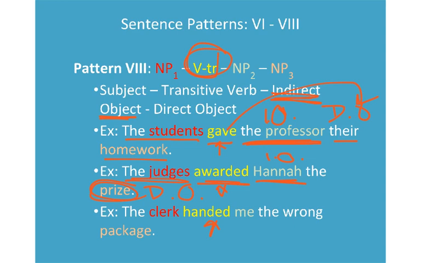That's my indirect object. The clerk is my noun phrase. Handed is my transitive verb. And then what is being handed? The wrong package. That's my direct object. Who is it being handed to? Me. Indirect object.